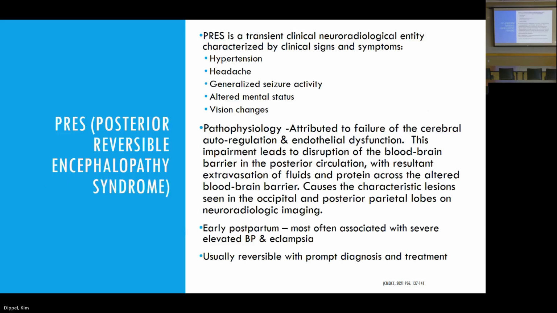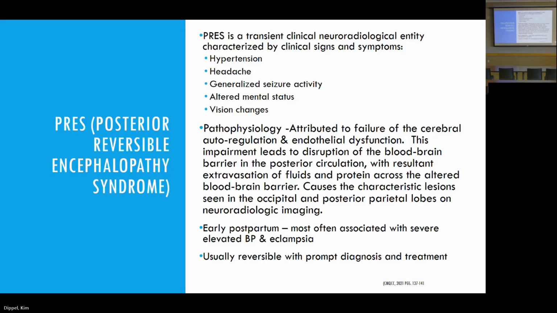Okay. So PRES is a transient clinical neurological entity, and these are some of the clinical signs: hypertension, headache. They can have a seizure, altered mental state, and vision changes. There is a pathophysiology, and people can have PRES when they're not pregnant. Sometimes it is seen in organ transplants. And what it is attributed to is a failure of the cerebral autoregulation and endothelial dysfunction.